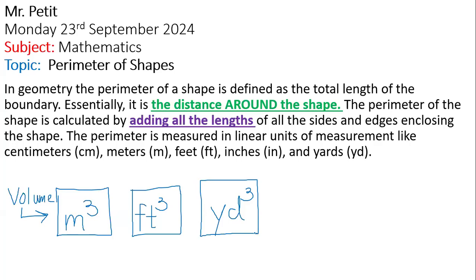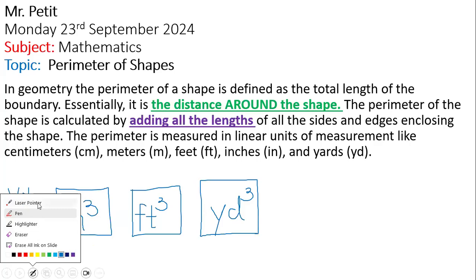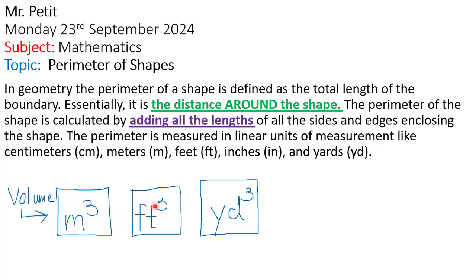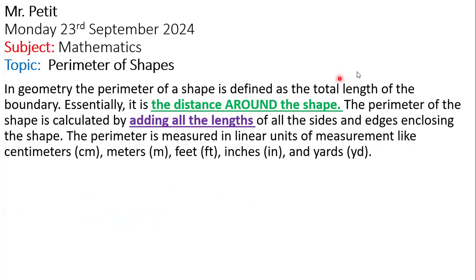Now, today we're not looking at volume. We're going to do volume in one of the other classes. But I'm just saying that perimeter is one-dimensional. So you don't use three on top for perimeter. You only use that for volume. For perimeter, you only use centimeters, meters, feet, inches, yards, and you don't put any number on top. No extra numbers on top.